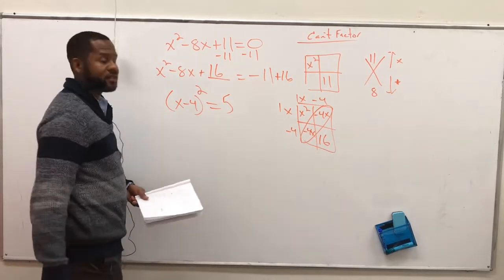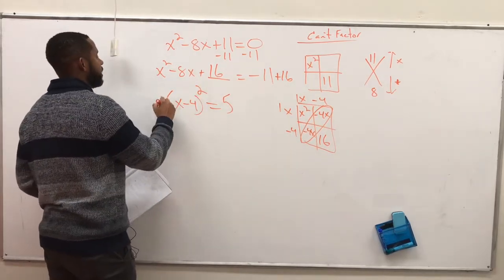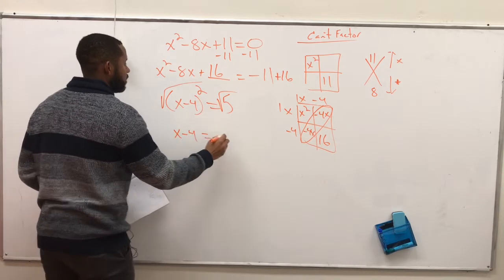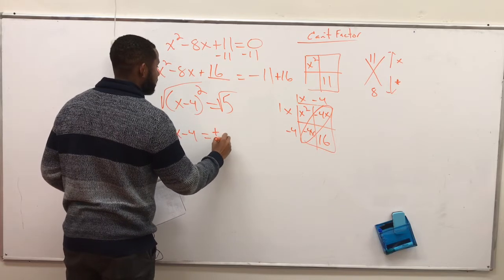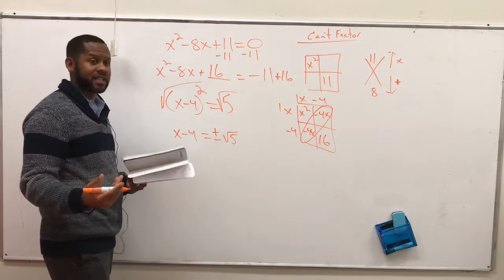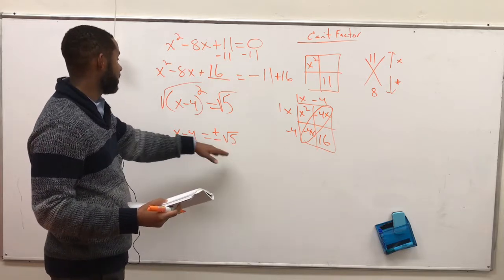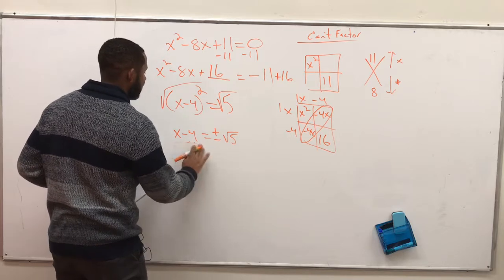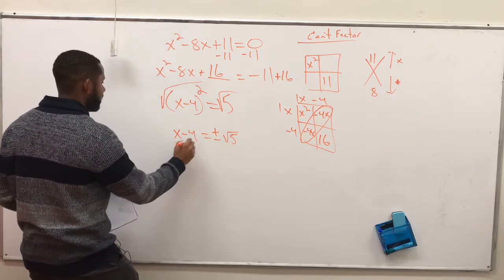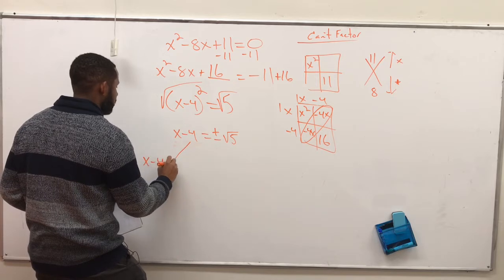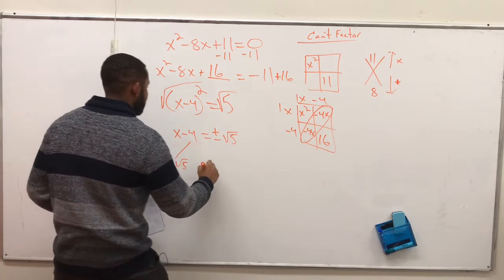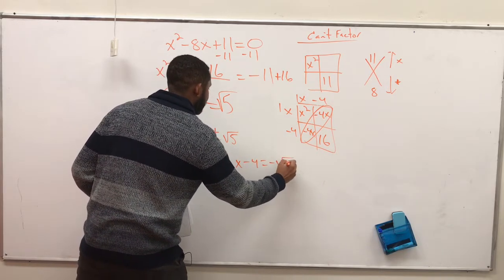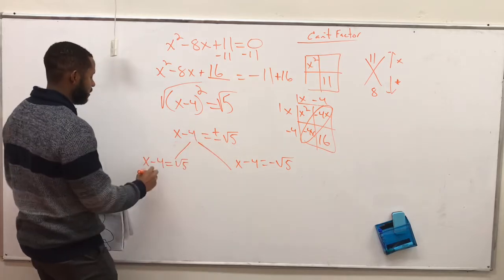And now I'm solving this thing algebraically. To get rid of a square, I take the square root, so I have to do it on both sides. This leaves me with x minus 4, and this leaves me with positive or negative square root of 5. 5 doesn't have a perfect square root, so you can just leave it as the square root of 5. And then I split this into two problems. One problem says x minus 4 equals the square root of 5, and the other says x minus 4 equals the negative square root of 5, because remember, it can be positive or negative.